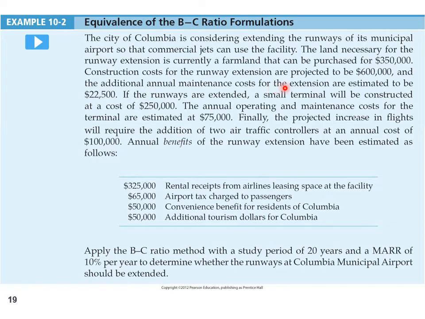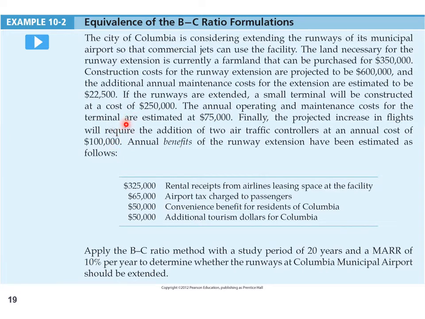Additional annual maintenance costs for the extension are estimated to be this much. These are the additional costs for maintenance. And then it says that if the runways are extended, a small terminal will be constructed. This is terminal building cost. The annual operating and maintenance costs for the terminal are this much. Finally, the projected increase in flights will require the addition of 2 air traffic controllers at an annual cost of this much. Okay, these are all the costs associated with extending the runways.